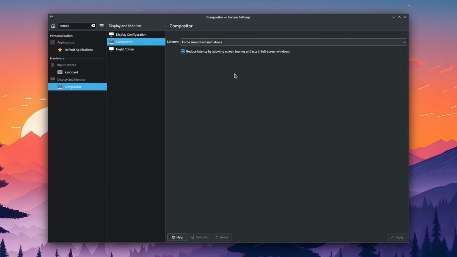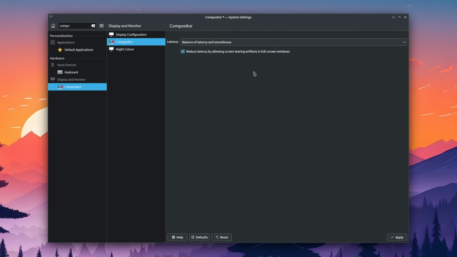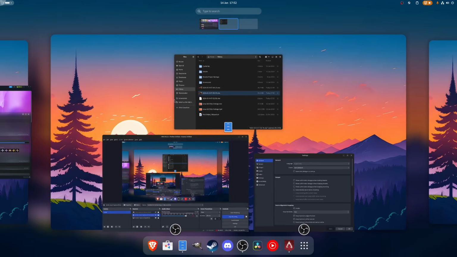What I measured were 3 different scenarios: KDE Plasma with its default compositor settings that force smoothest animations, KDE Plasma with balanced latency settings, and of course, Mutter.